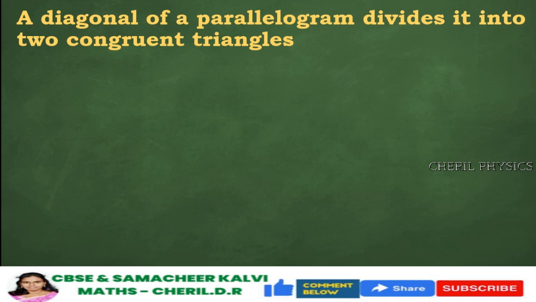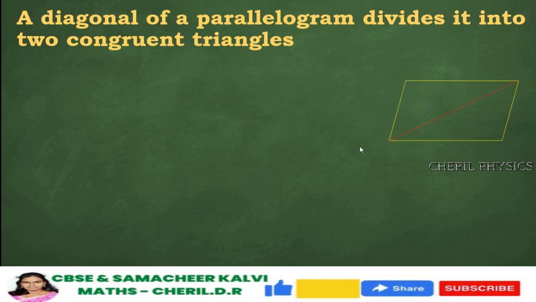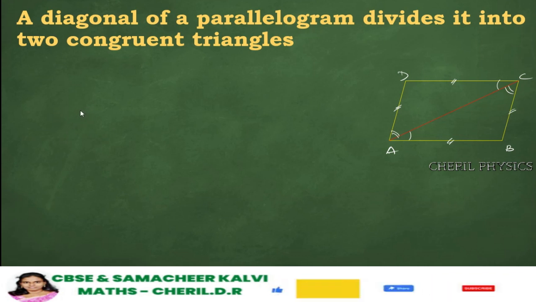Now shall we do a quick recap? We have a parallelogram and we have a diagonal. We can say that AB and CD are parallel, likewise BC and AD are parallel. We know that the diagonal is going to be a transversal. So this angle and this angle will be equal, and this angle and this angle will be equal.